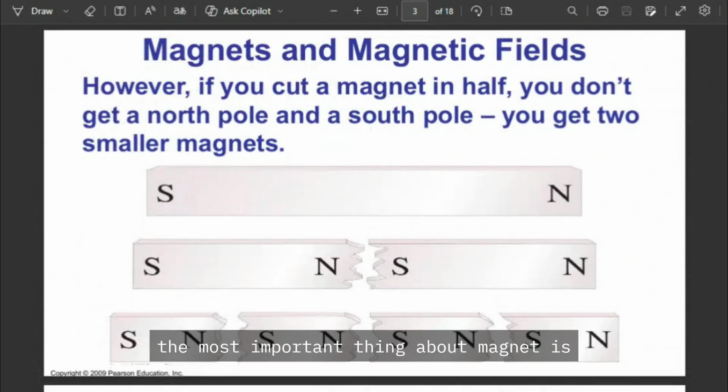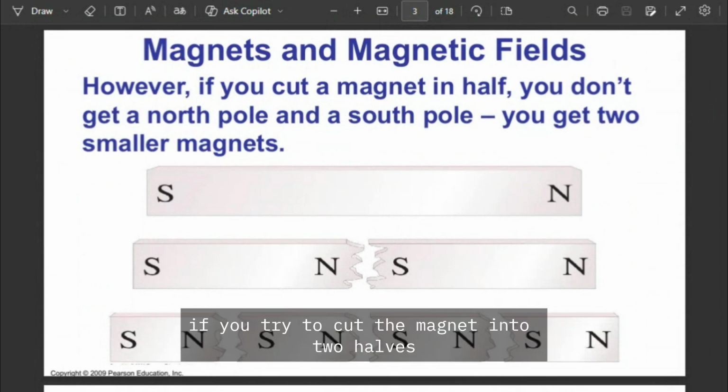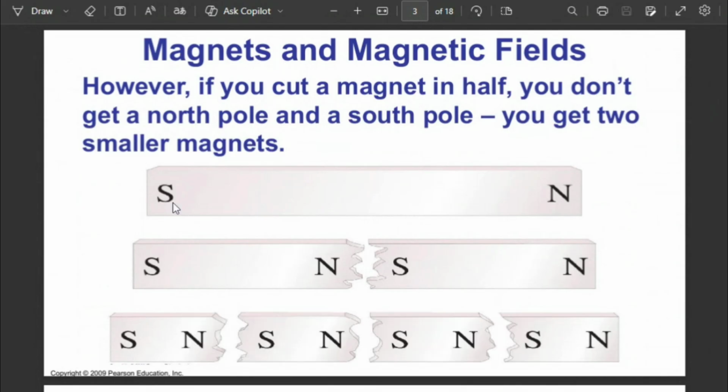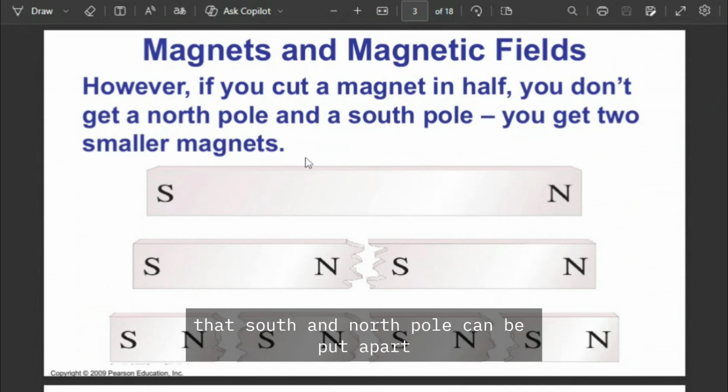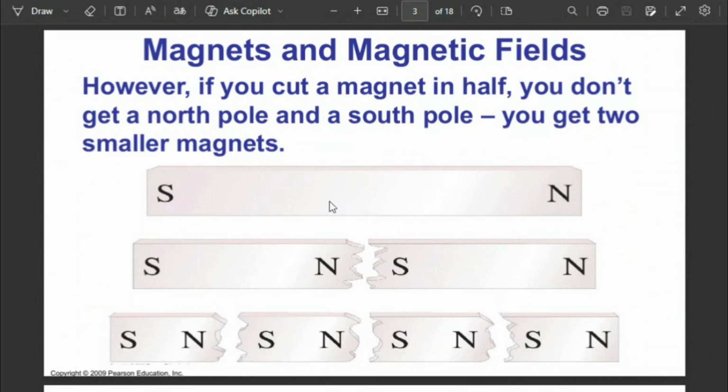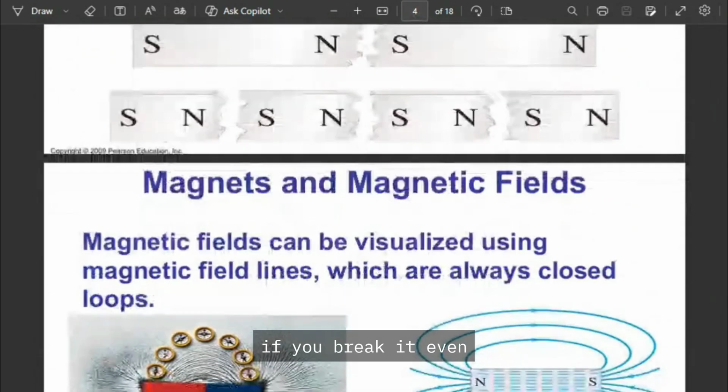Apart from this, the most important thing about magnets is if you try to cut the magnet into two halves. If you try to break the magnet in such a way that the south and north pole can be put apart, it is not the case. The magnet will automatically generate the opposite pole, which is the missing one, even if you break it.